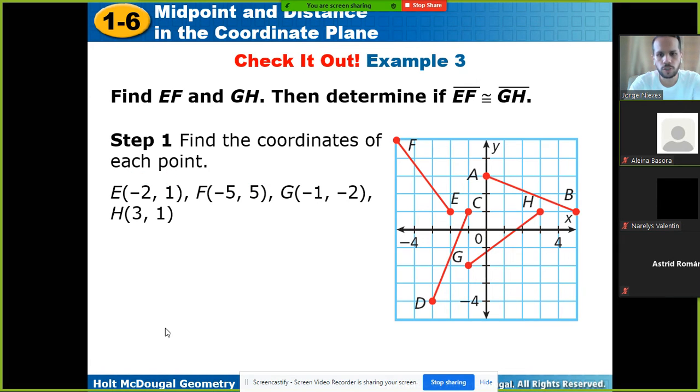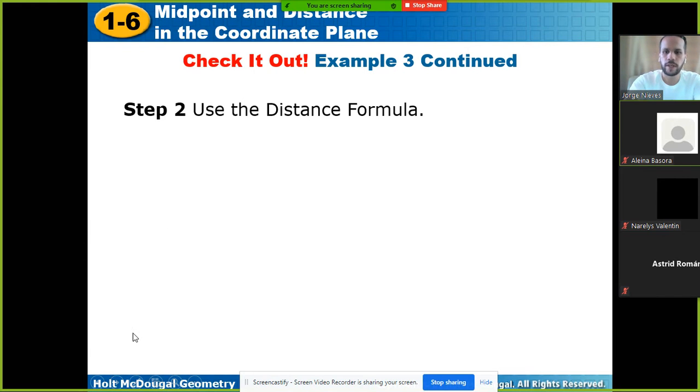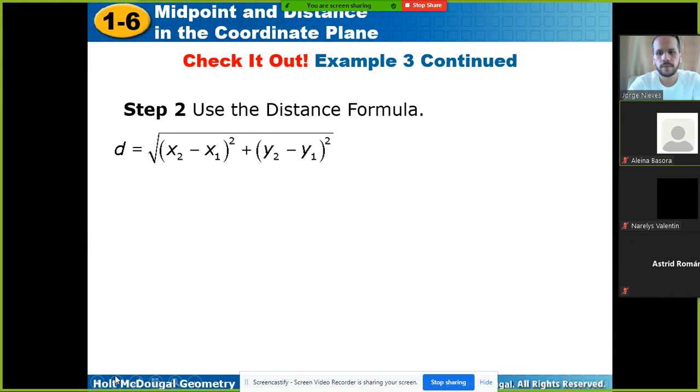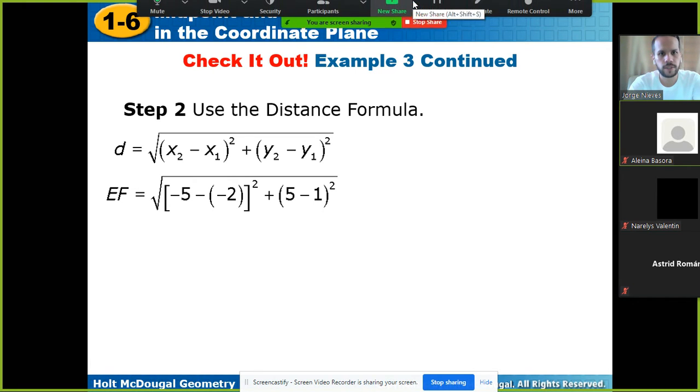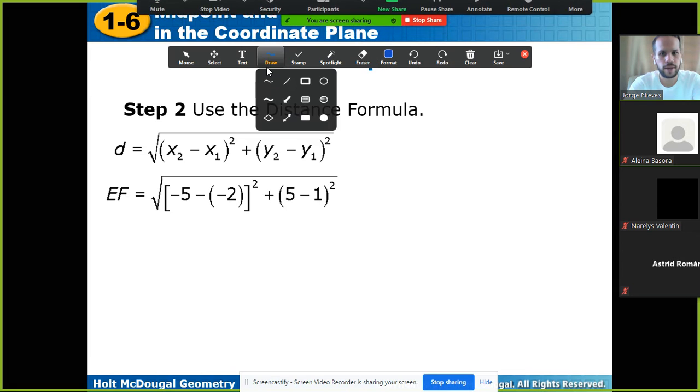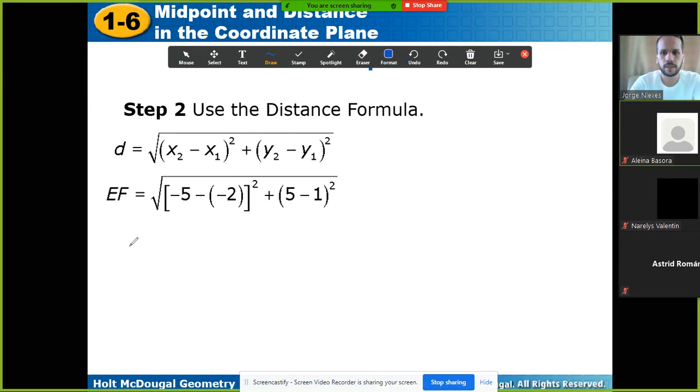Now we're going to do the same thing. We're going to use the distance formula. It's the same formula. We're going to evaluate EF first. It's going to be something like this. If you have a question, let me know, students. So we're going to evaluate. -5, what happens to the subtractions? They turn to addition. So -5 plus 2 is going to be -3, and we also have the square. Remember that. And -5 minus 1 is 4, and we also have the square.